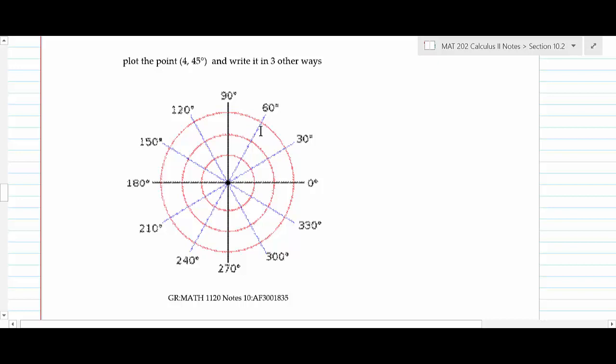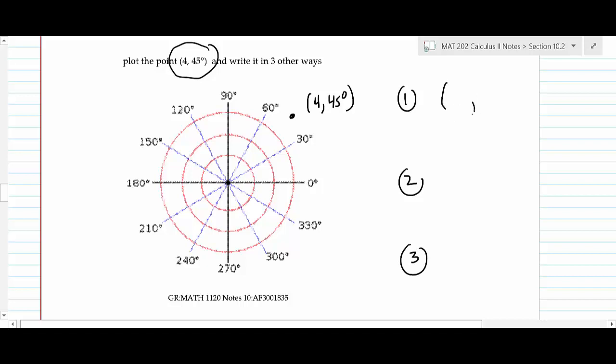Okay, so let's take this point, 4, 45. Okay, so that would be like this. That would be at 45 degrees, and then you would go out to the 4th circle. So let's write this in 3 different ways. You can actually write polar coordinates in an infinite number of ways. So let's start with, and it doesn't really matter where you start.